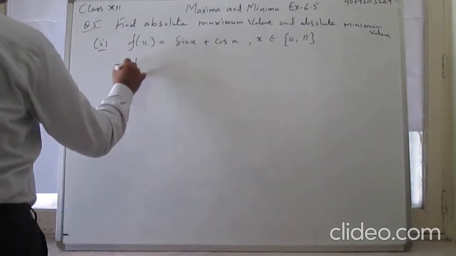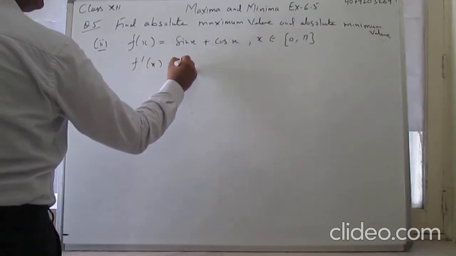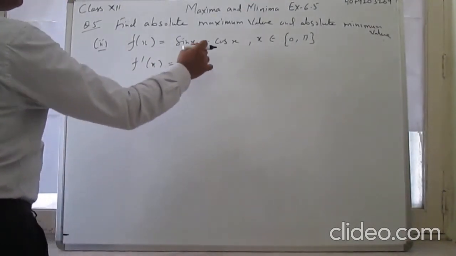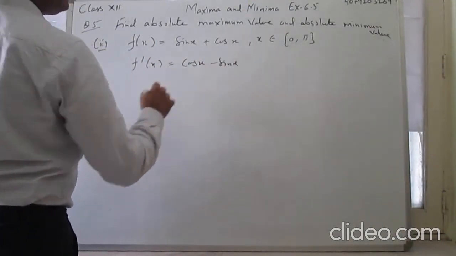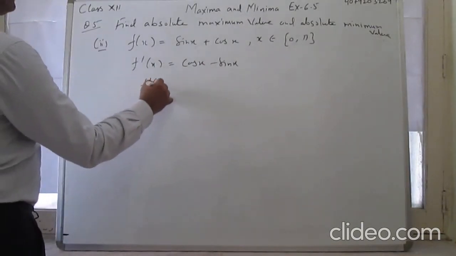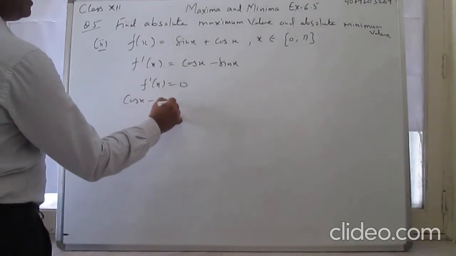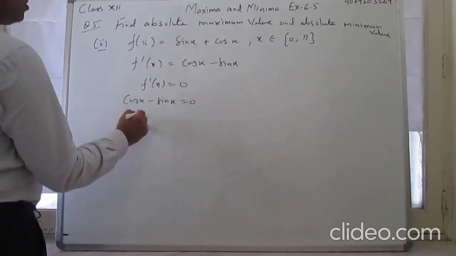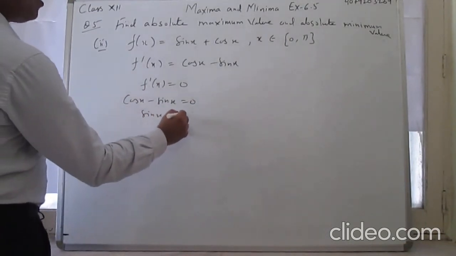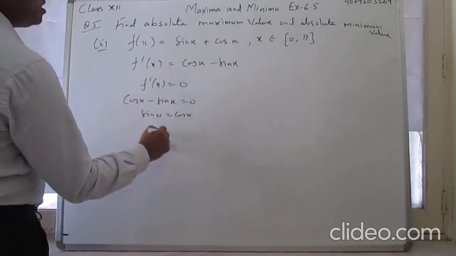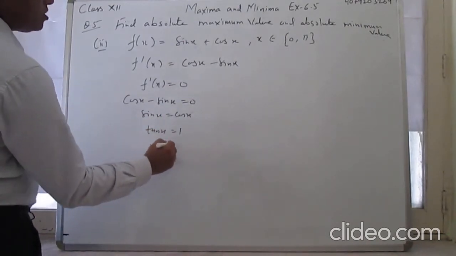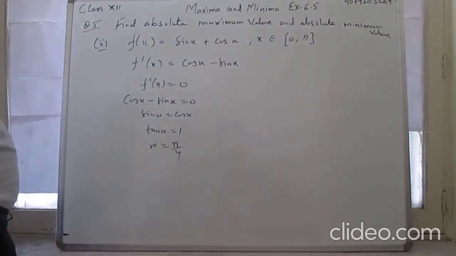So f dash x is equal to the derivative of sin x, which is cos x, and of cos x, which is minus sin x. Now f dash x is equal to 0. It means cos x minus sin x is equal to 0. So sin x is equal to cos x. So tan x is equal to 1. So x is equal to pi by 4. Now we have to find the value only.